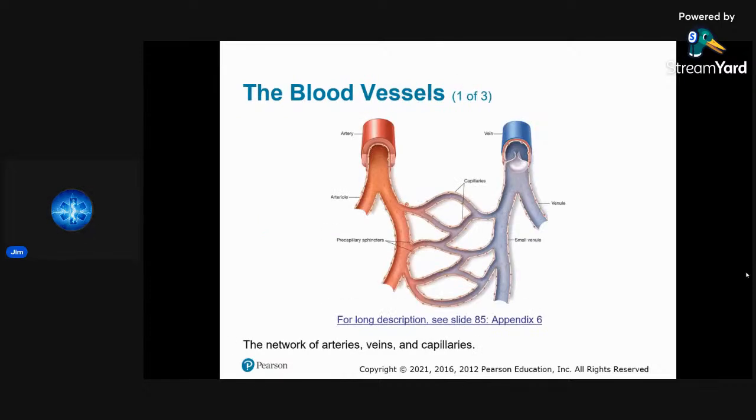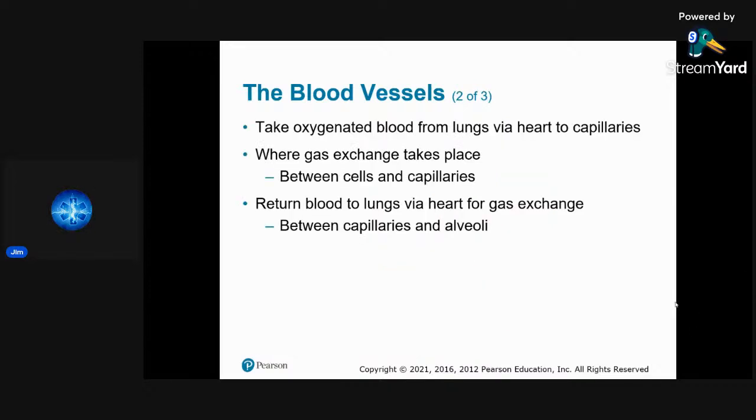Here's a picture of the network of arteries, veins, and capillaries. This is how it all works. The arteries start shrinking down into arterioles, and go over to the capillaries. From there, the exchange happens in the cell. Through diffusion, the carbon dioxide comes over to the venules, into the veins, and back to the heart and lungs. The oxygenated blood goes from the lungs via the heart to the capillaries. What the blood vessels do, we talked about, they're the carriers.